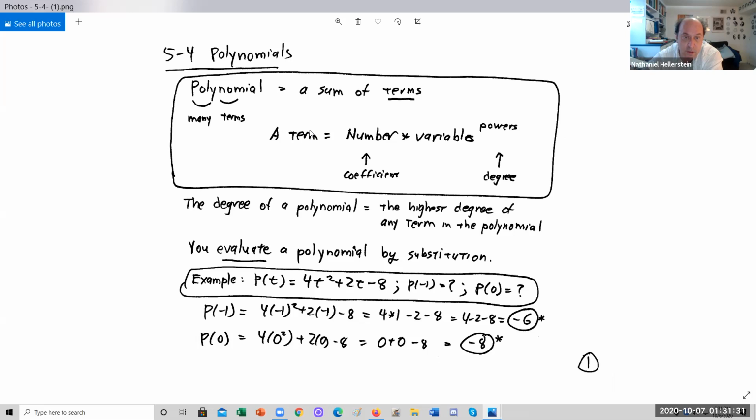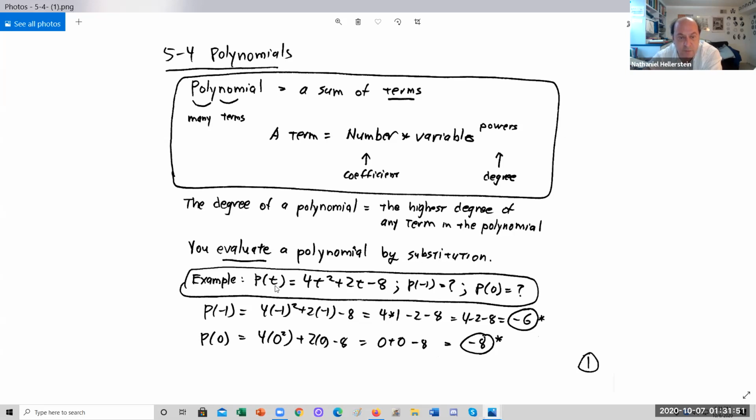Each term consists of a number times variables to powers. The number is called the coefficient. Each power is called the degree. A polynomial as a whole has a degree. It's the highest degree of any term in the polynomial. You evaluate a polynomial by substituting values.